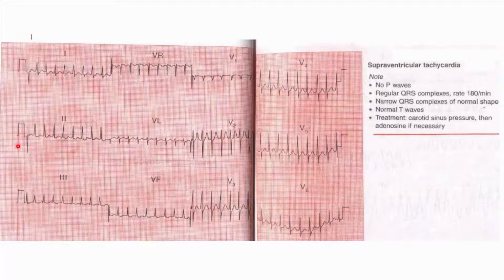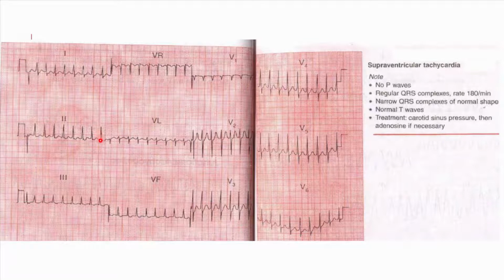So let's look at lead 2 over here. As you can see, there are no regular P waves. These look like T waves here. This looks like a T wave, this is a T wave here, this looks like a T wave. It's not really a P wave. So there are no P waves that we can actually notice from this. If we even look at lead AVR over here, these look like T waves. So there's no P wave that we can actually see here.